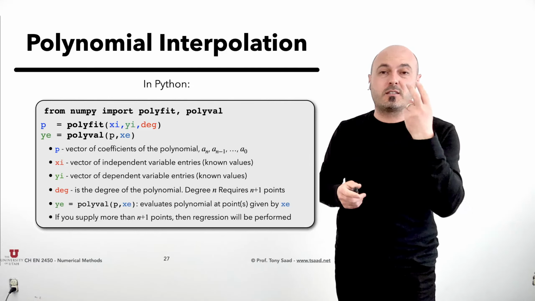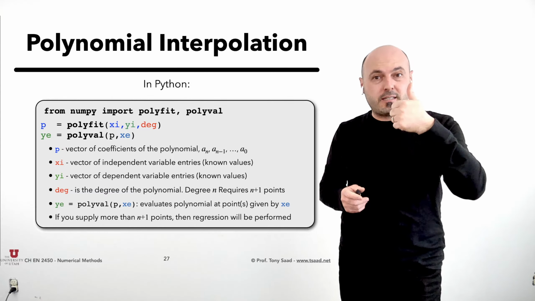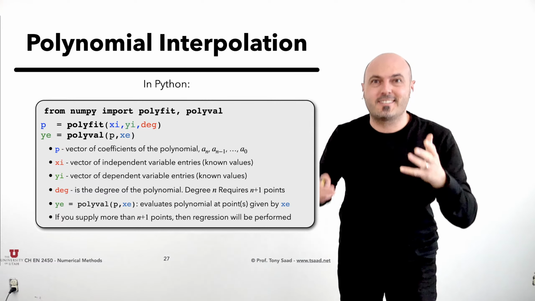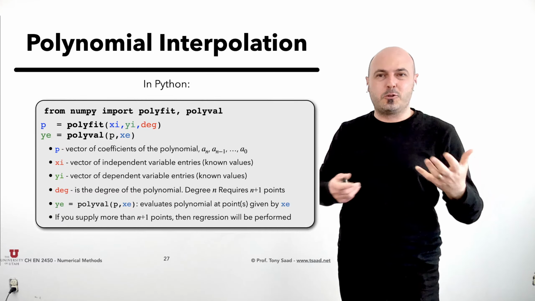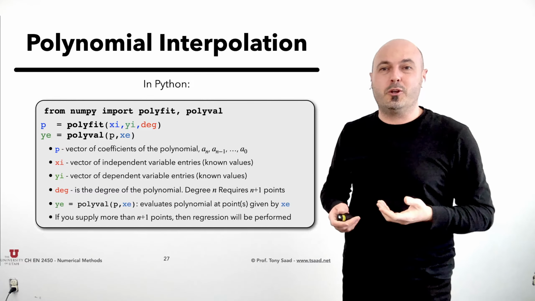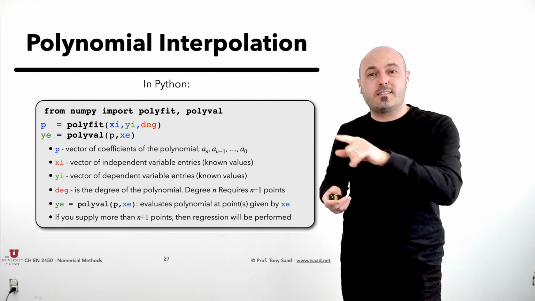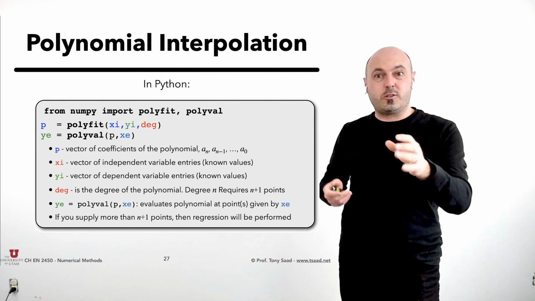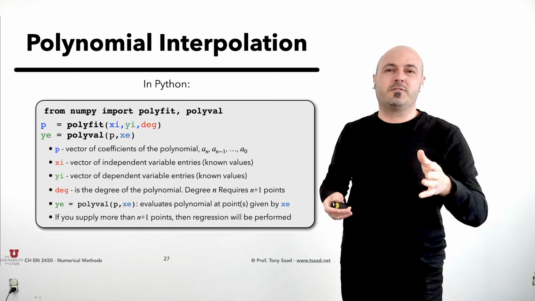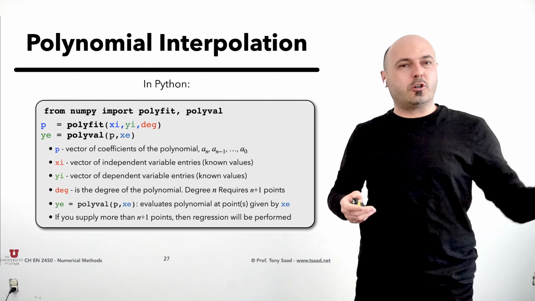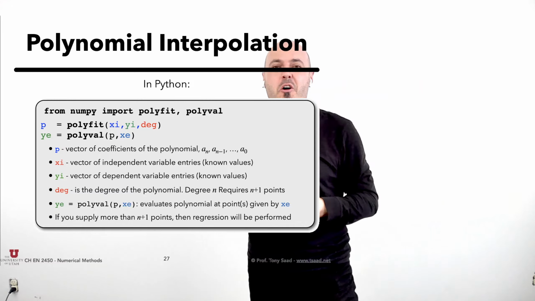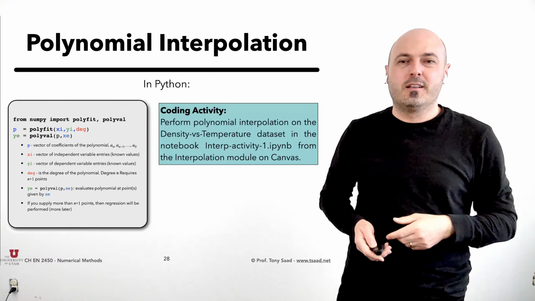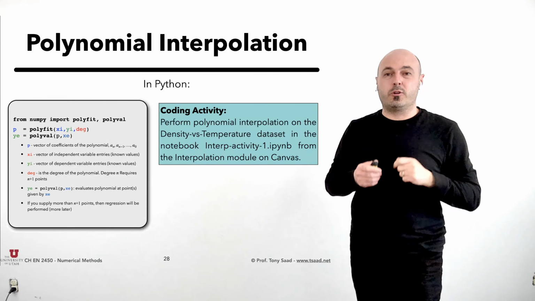And Polyval takes two arguments. It takes a vector of coefficients for a polynomial. It assumes you're giving it the coefficients of a polynomial, and it evaluates it at a value that you give it, or an array of values that you give it, xe. And it's going to return ye, just like we did last time. Okay. So next, we are going to do our coding activity.